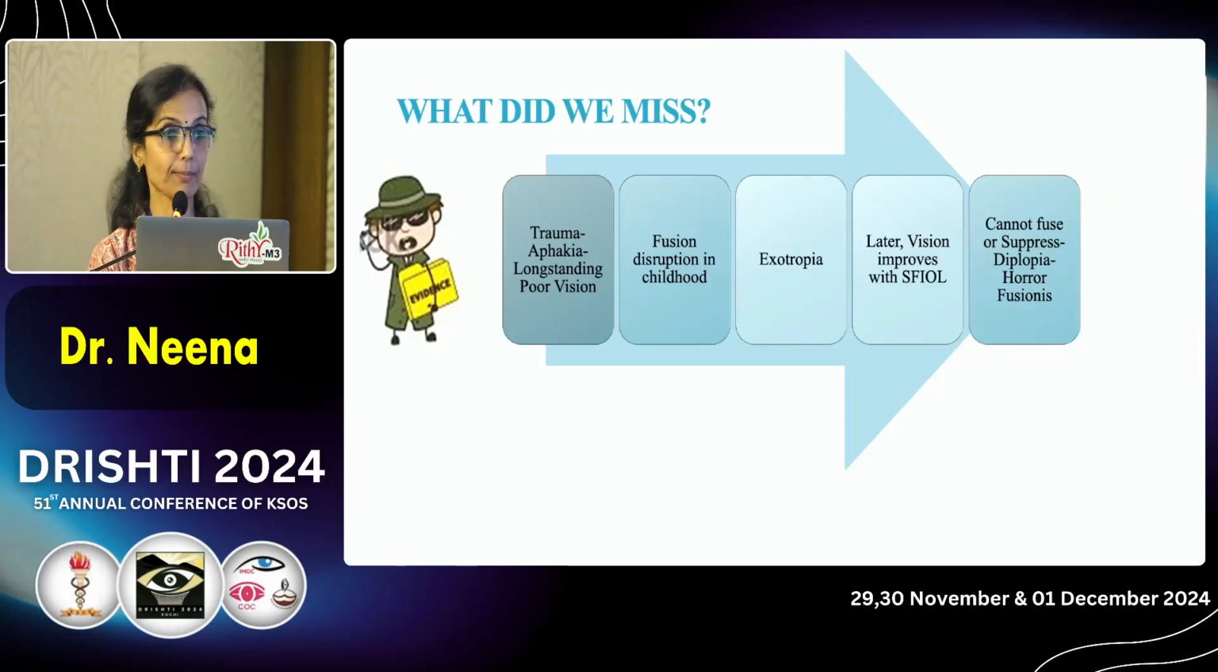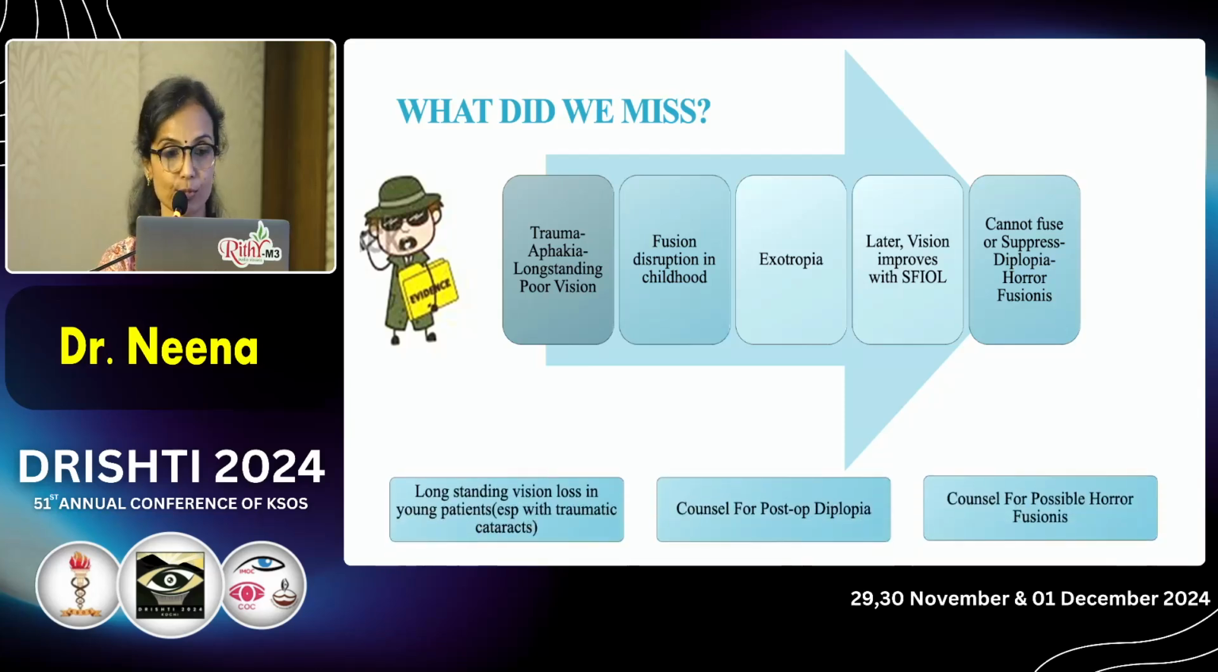Remember, this was a patient who had trauma in childhood, had lost vision, and had long-standing poor vision from childhood. His fusion was disrupted in childhood at an age when he could neither suppress nor fuse. So he developed an exotropia, but since vision was not corrected, he didn't have any problem. Later on, we deliberately corrected his vision with a secondary IOL, gave him good vision, but clear double. So he landed up in a situation of horror fusionis. He can neither suppress nor fuse. So even with prism glasses, he was unable to fuse.